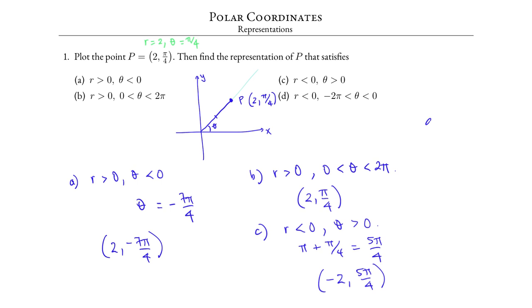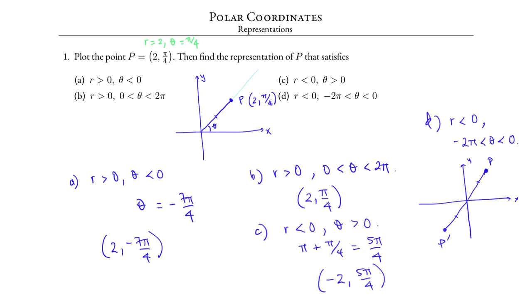Lastly, to obtain a representation where the radial coordinate is negative and the angle is between negative 2 pi and 0, this means the angle has to be negative. In this case, we would go clockwise. But because the radial coordinate is negative, we would need to first go to the opposite direction. That is, we need to get to the point P prime so that when we flip it over, we will obtain a negative radial coordinate.